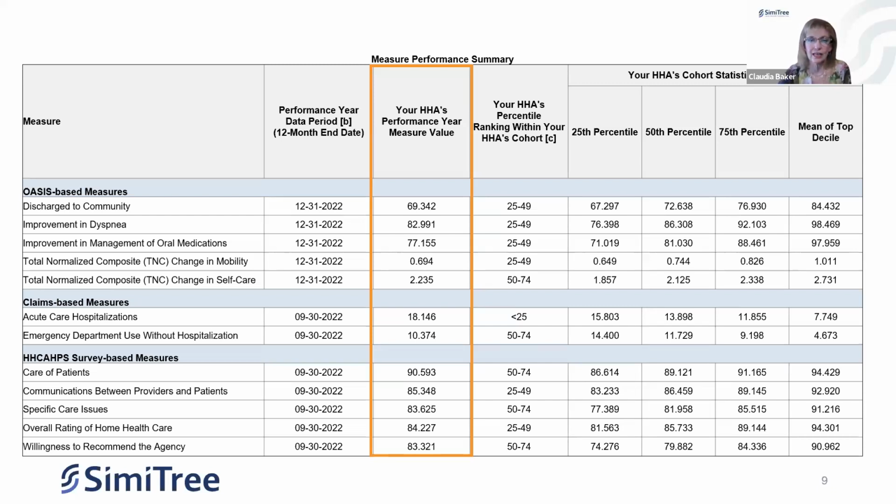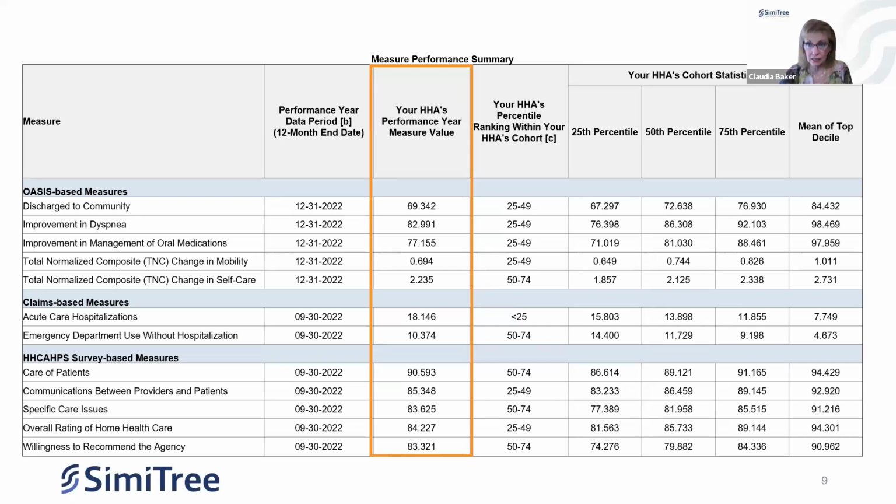So if you'll look at that next column that I highlighted before, the one that says where your agency falls in the percentile ranking within your cohort, you see that you've got some ranges there. It says in discharge to community, this particular agency is in the 25 to 49% ranking, all the way down to the only one that they are doing okay in among OASIS-based measures, which is the TNC for self-care, where they have achieved that 50th percentile. You're in the 50 to 74th percentile ranking.